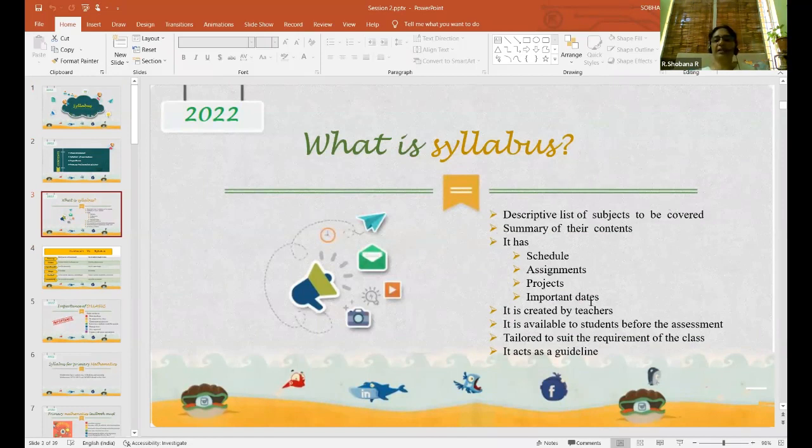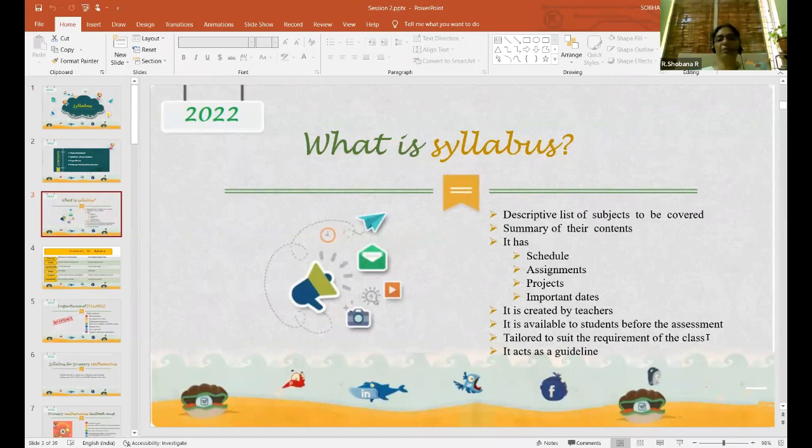So it's created by teachers, and the most important thing is it is available to students before the assessment. So normally we word it like, note down the portions for the term 1 exam. Note down the portions for the term 2 exam. All those portions are nothing but the syllabus, which means what is to be covered for the assessment. So it is tailor-made to suit the requirement of the class.